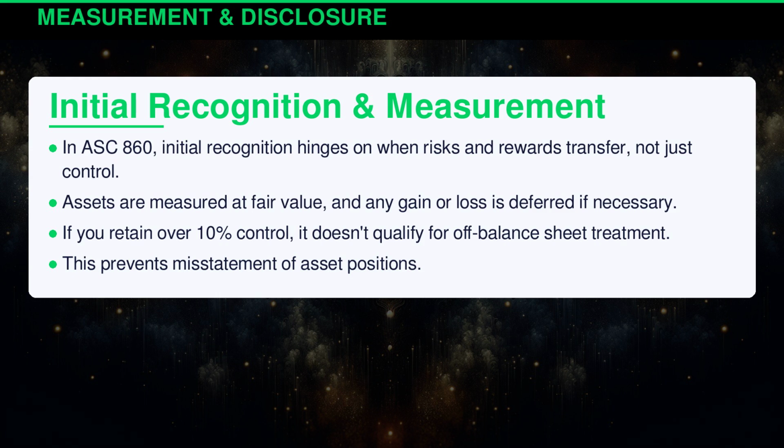In ASC 860, initial recognition hinges on when risks and rewards transfer, not just control. Assets are measured at fair value, and any gain or loss is deferred if necessary. If you retain over 10% control, it doesn't qualify for off-balance sheet treatment. This prevents misstatement of asset positions.